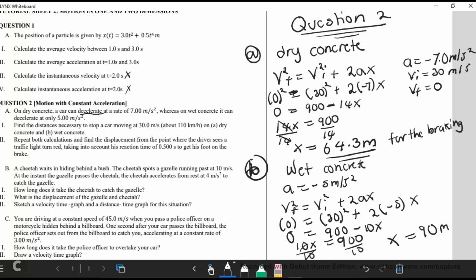So on the wet concrete, it means that the braking system needs about 90 meters for braking. How about this one? The displacement was 64.3 for the braking. So this was your displacement for the braking, all of them on the dry concrete. So let's do question 2a now, which is this one.